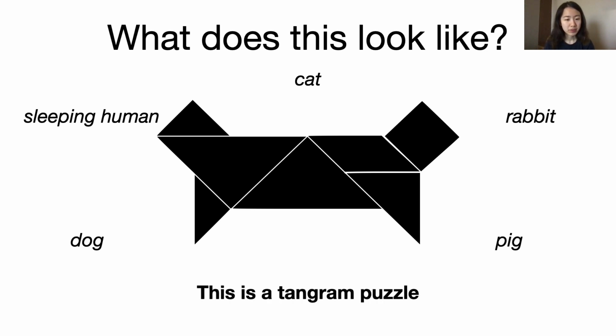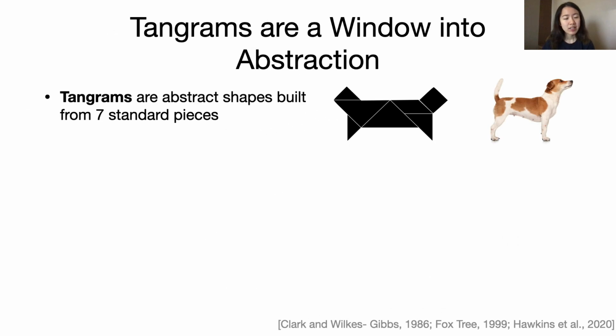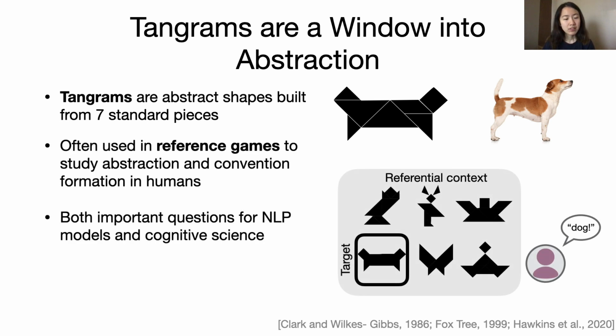This is a Tangram puzzle. Tangrams are abstract shapes built from 7 standard pieces. These Tangram shapes reveal the human capacity for visual abstraction, of generalizing concepts like dog away from their low-level features. Many tasks we study in NLP have a single correct answer, but Tangrams are interesting because they're fundamentally ambiguous. Due to this abstract nature, Tangrams are often used in reference games to study abstraction and convention formation in humans.